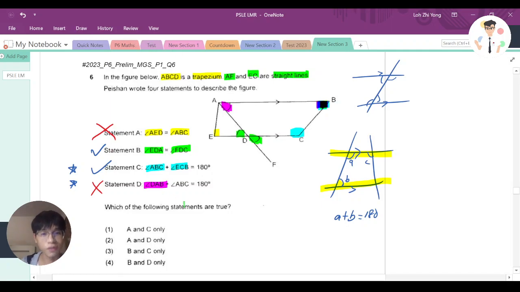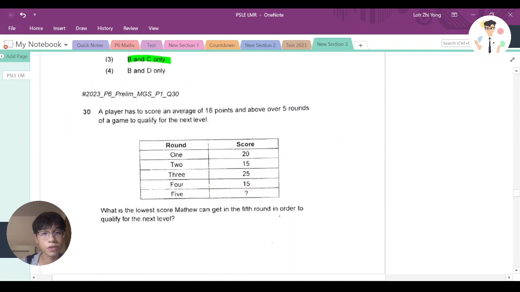That's why, let's move on. Question, which of the following statements are true? B and C. So the answer is option number 3. Okay, something we have discussed. Quick revision. Let's move on to our next question.